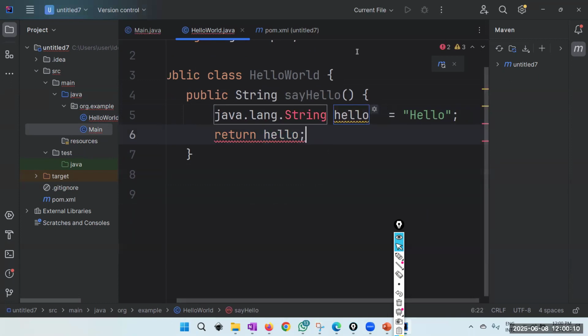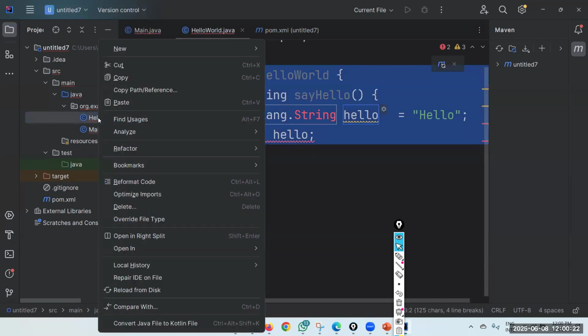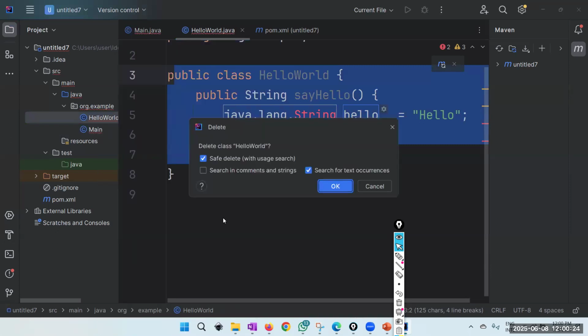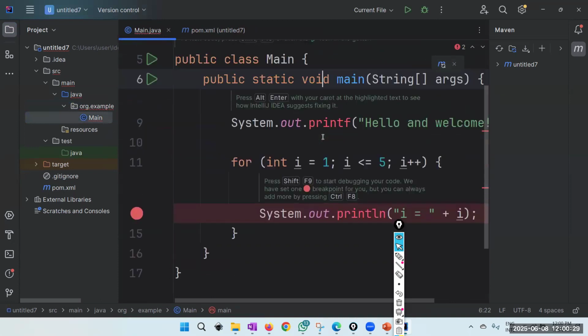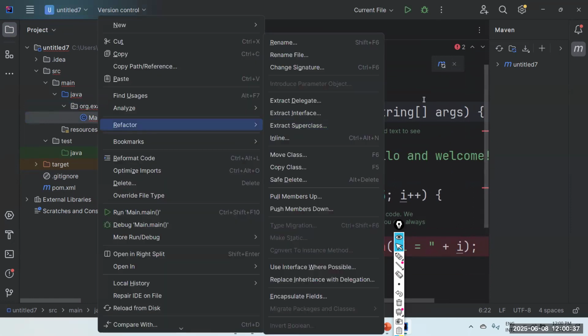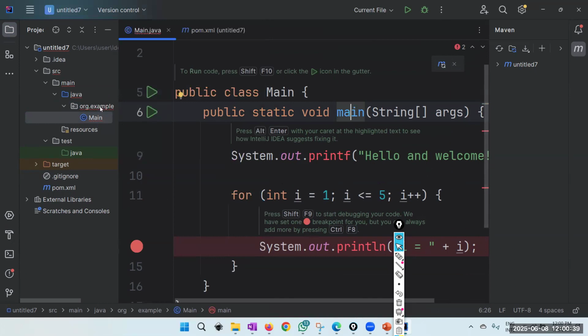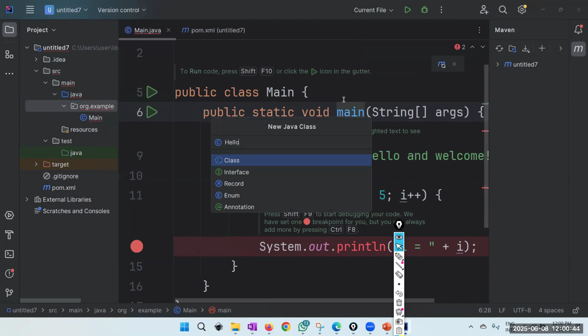Still the error is there, right? Okay, so we'll rename this one. New Java class.